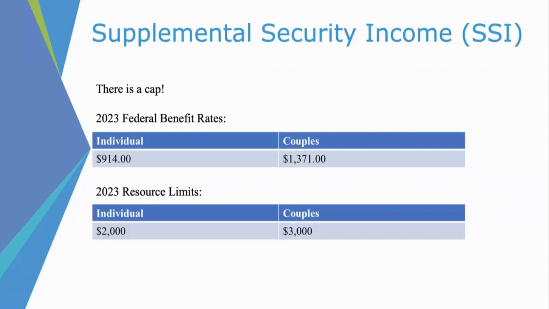Supplemental Security Income, SSI. There is a cap to this benefit. 2023's federal benefit rates for an individual are $914, and for couples are $1,371. The 2023 resource limit for individuals remains at $2,000 and couples $3,000.